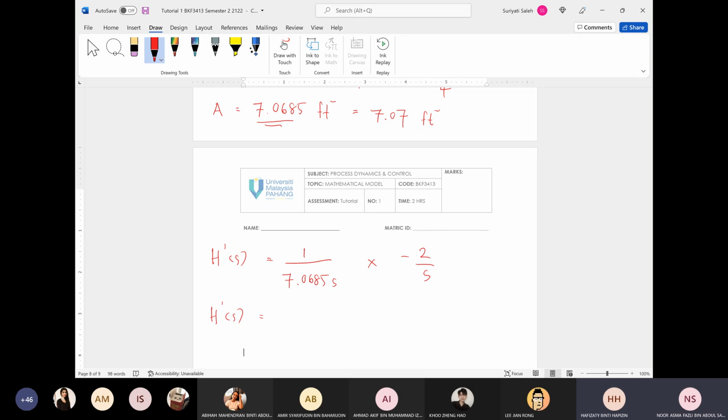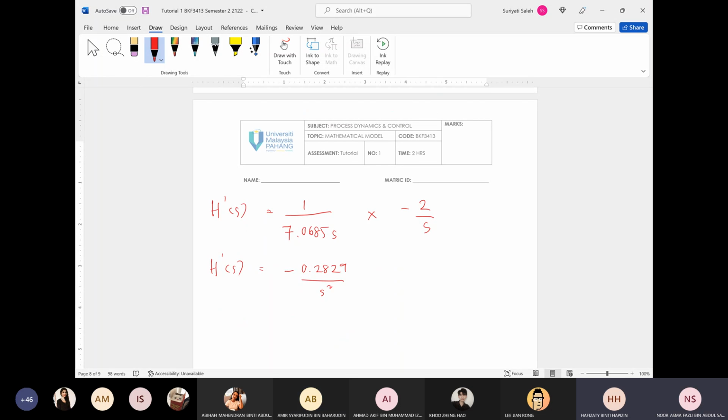Anybody? Negative 2 divided by 7.0685. Negative 0.2829, sir. 0.2829 over S square. Anybody else get the same answer? Yes. Alright. Same. Okay.